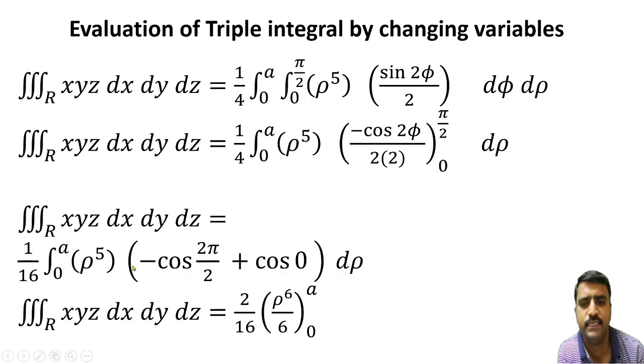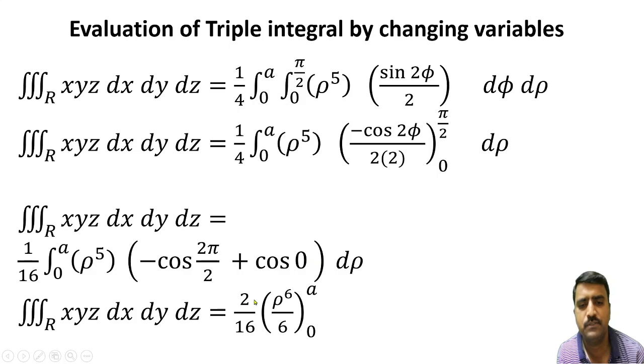Rho to the power 5, and this 4 into 4 becomes 16. 1 by 16 into minus cos 2 into pi by 2. This is 2 into pi by 2, okay, that is 2 pi by 2, no problem. Plus, minus of minus becomes plus cos 0 into d rho. So this 2 cancels, remaining is cos pi. Cos pi value is minus 1. Minus 1 of minus becomes plus 1. 1 plus 1 is 2.